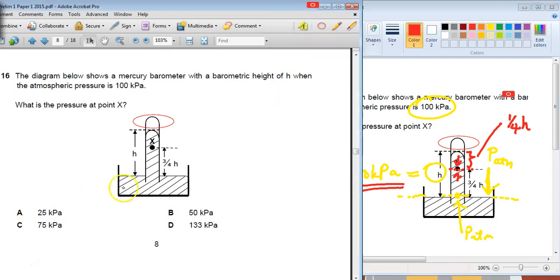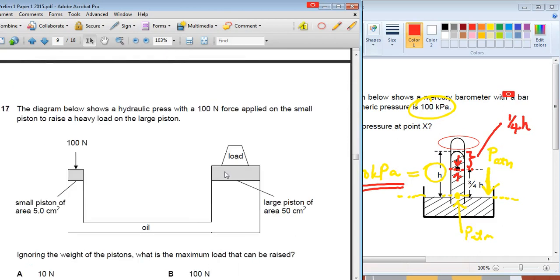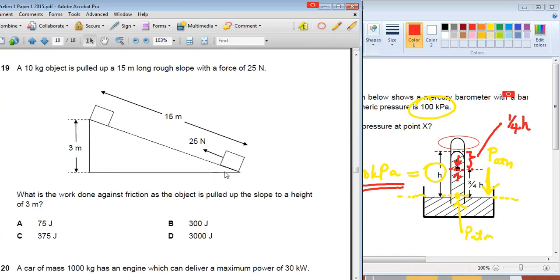I hope I didn't go too fast, but like I said, this is really basic content. If you have difficulty understanding, go and read your textbook. And if you still have difficulty, don't worry, come and see me, and then I will explain further. Then for your question 19, it is a slope and all that. You are asked to find work done.